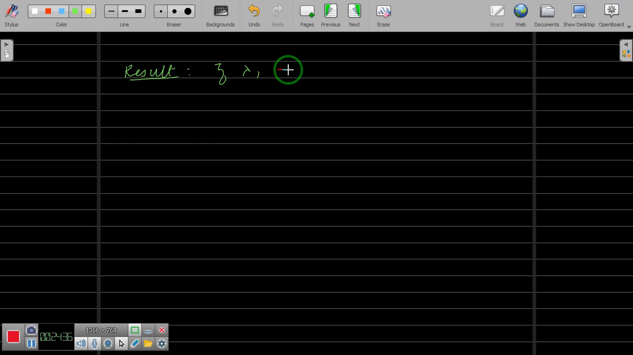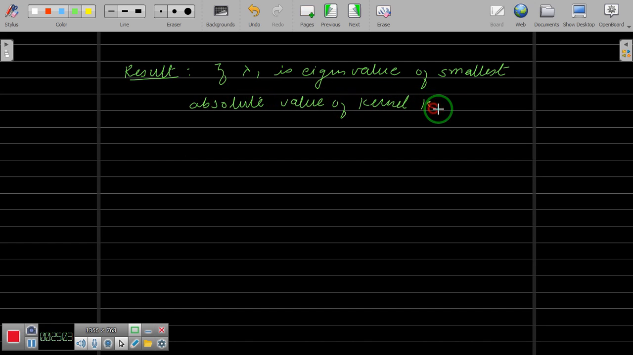The result: if lambda 1 is the eigenvalue of smallest absolute value of kernel K, then 1 upon mod of lambda 1 will be equal to the maximum of mod of inner product of Ay with y divided by norm of y squared, right?